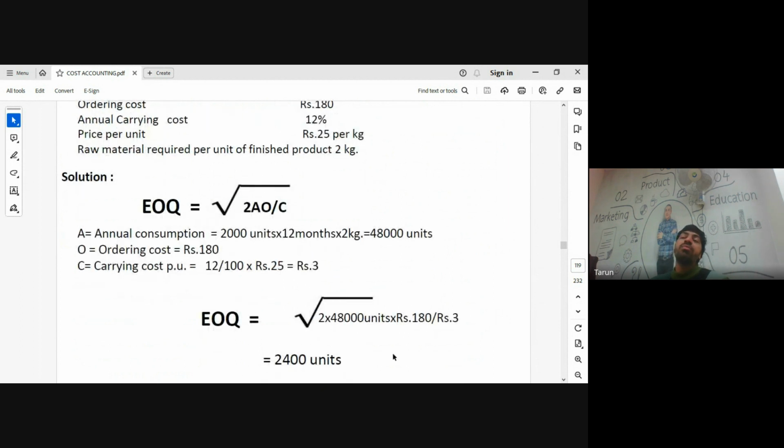So all the information has been calculated. Just put the values into the formula. You will get the economic order quantity, that is 2400 units. 2 into annual consumption, that is 48,000, 2 into 48,000 units into 180 divided by 3, that is the carrying cost per unit. You will get the economic order quantity, that is 2400 units.